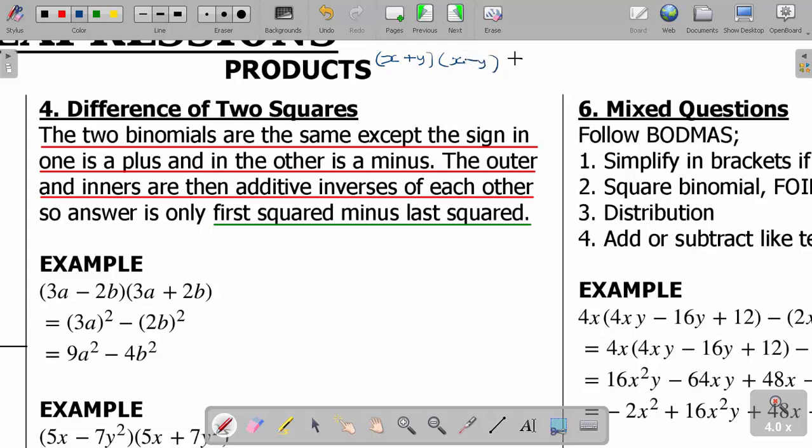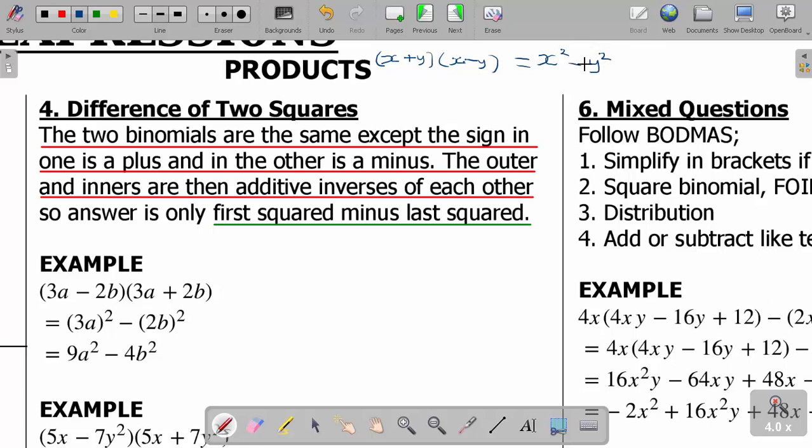Now if you check here, it's x and y, and the only difference is the plus and the minus, so it is a difference of two squares. First term squared is x squared, and then minus last term squared, that's y squared. So this is my answer. That's how we do it.